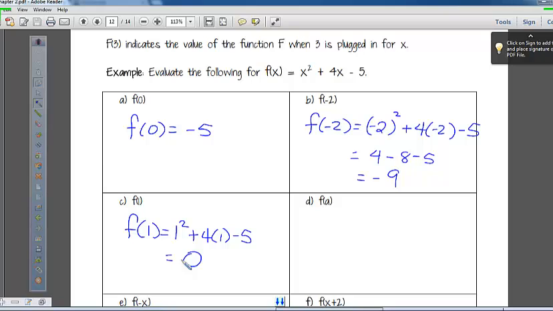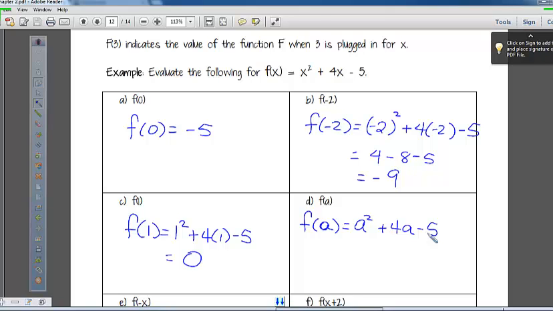From here, what could we say about x equals 1? What happens there? It's an intercept. Good. It's good to recognize that. That would be an intercept, (1, 0). And then here, if I wanted to plug in a, f of a, I'm going to substitute it in just like we did any other value. And so we get a squared plus 4a minus 5.